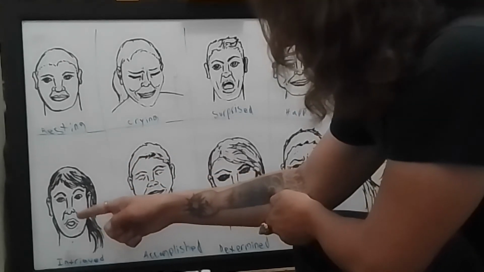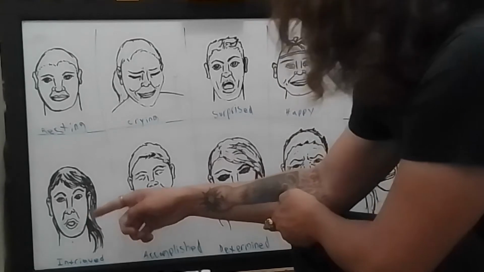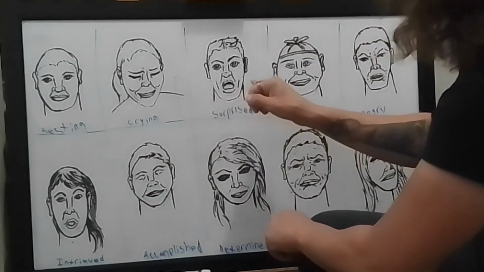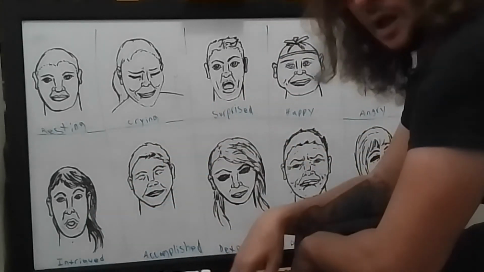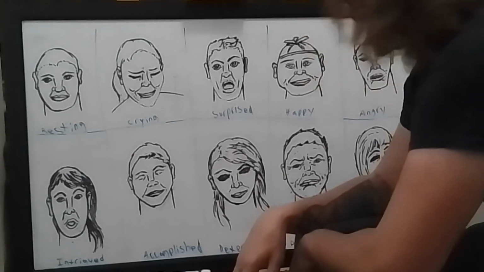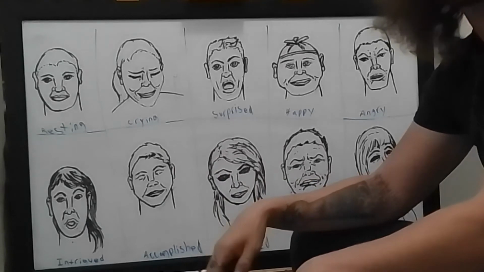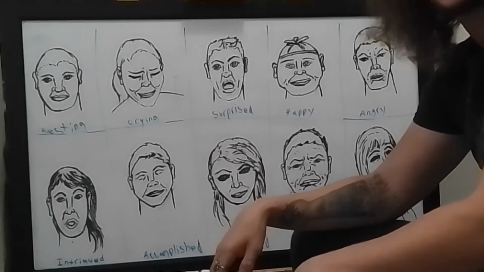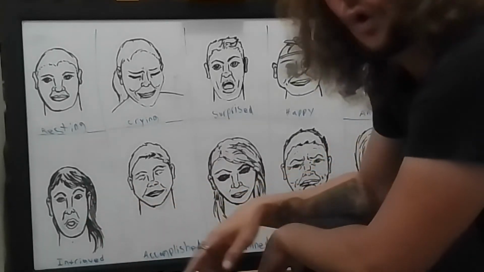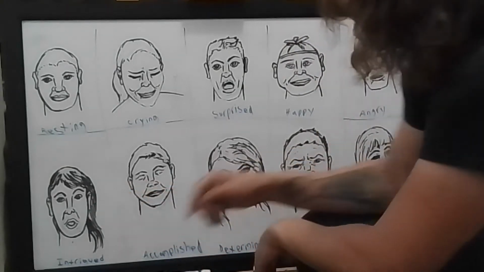And notice the mouth right there, how the mouth is slightly different than surprise. Surprise is more of a slack-jawed, hanging down, and intrigued is more like that. It's more of an O shape, right?